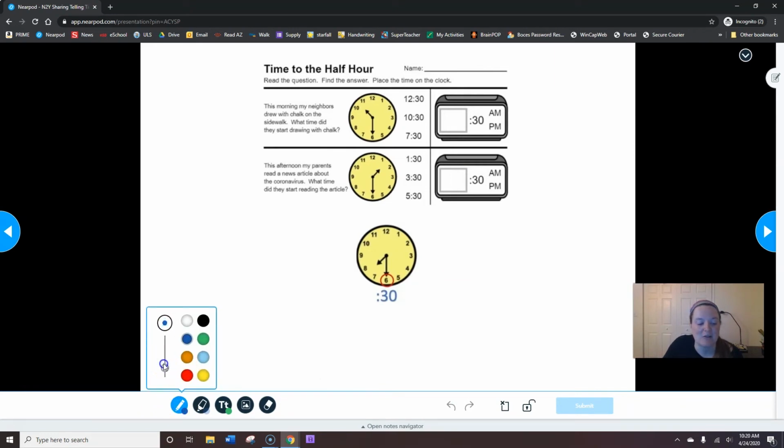Let's look at where all of those big hands are pointed. All the big hands are pointed at the 6, which means 30 minutes. Because when we count by 5s and we stop at 6, we get to 30. Let's do it. 5, 10, 15, 20, 25, 30.